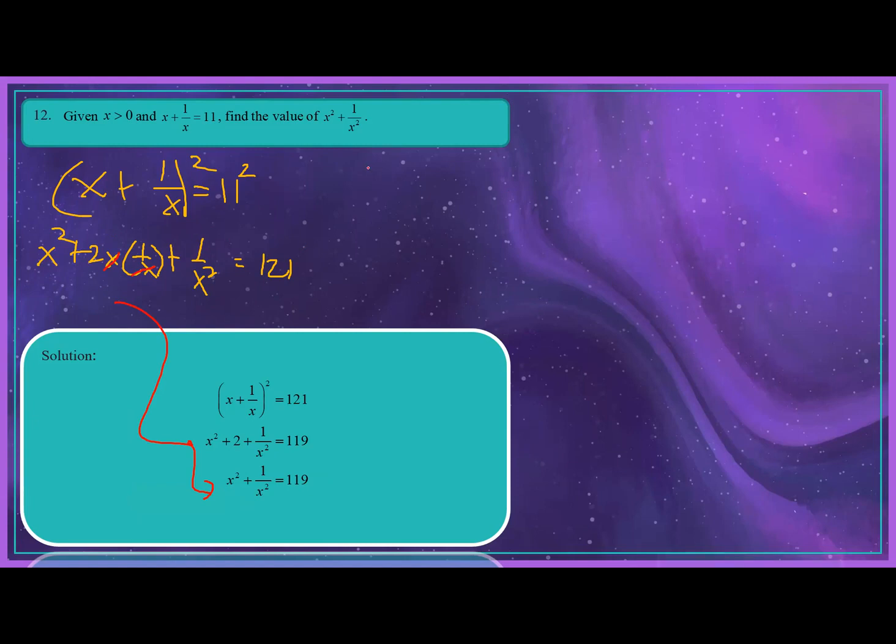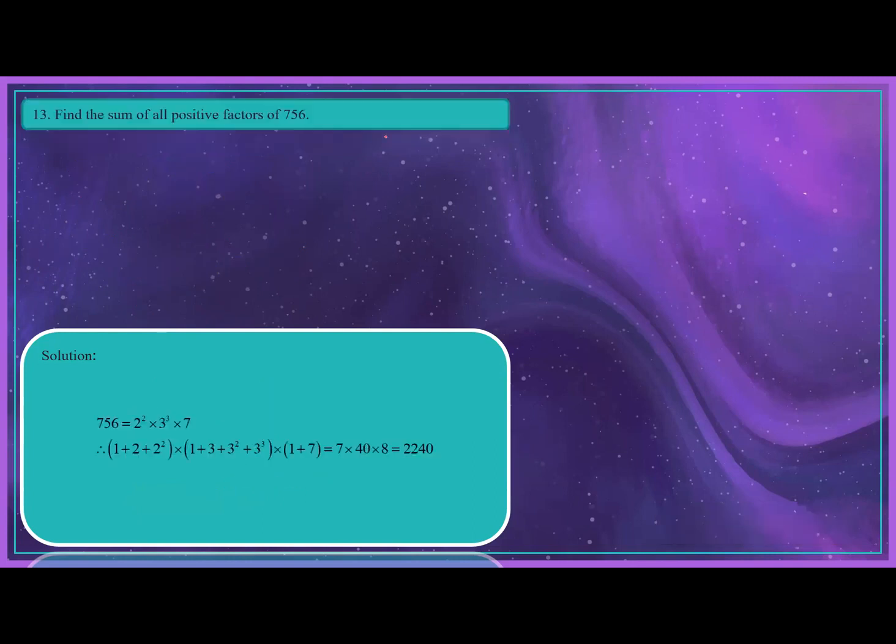Next, number 13. Find the sum of all positive factors of 756. The first thing you do is solve for the prime factors. That's 756 equivalent to 2 squared times 3 cubed times 7.